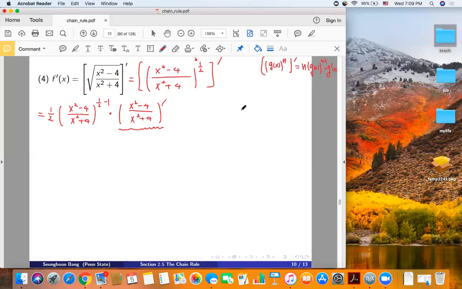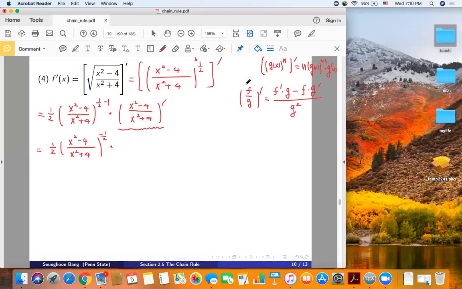This is exactly the same as yesterday's lecture, Kasha's lecture. You can find the quotient rule; I can do it right here. What's the quotient rule? F over G, like a fraction, prime: the top prime times bottom minus top times bottom prime, over bottom squared. We call it the quotient rule. So you have to keep this one: 1 over 2, x squared minus 4 over x squared plus 4 to the power minus 1/2, times.